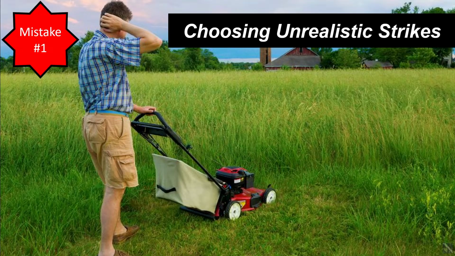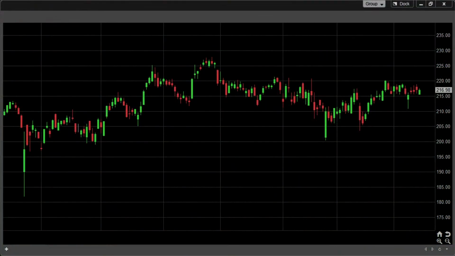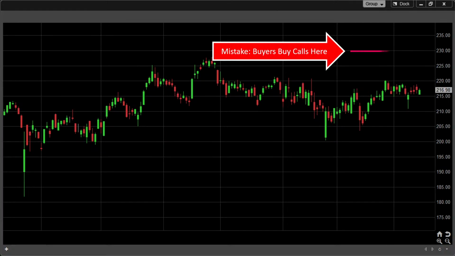Mistake number 1 is that buyers choose very unrealistic strikes. They choose strikes that are so far away, the stock has no chance of hitting it. Let me explain. Here's a stock. Let's say you're bullish on the stock. It's $216 a share. A lot of times what option buyers do is they'll buy a call way above the stock price. Now, the only way they're going to make real money is if the stock rallies like $15 a share. If it doesn't, they're not going to make money.